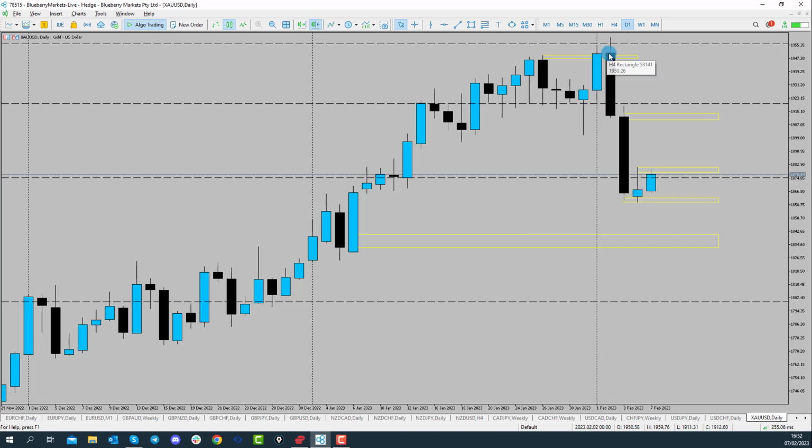Now that was after the NFP data, where the dollar strengthened significantly, and we've just basically had two really strong days of bearishness in this market on gold. Typically, when price does push aggressively away, it can be followed by either a week or a day of just consolidation.